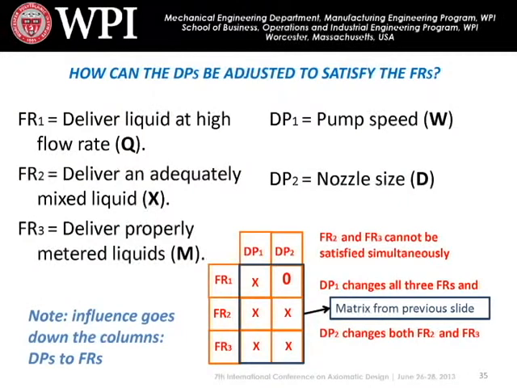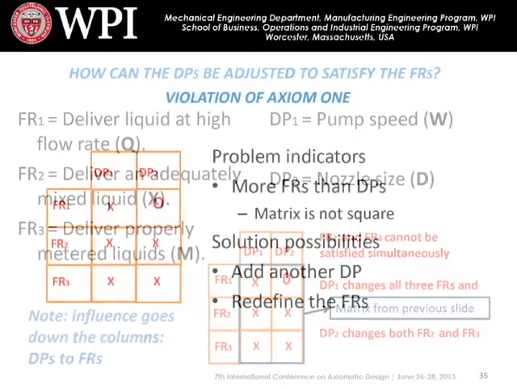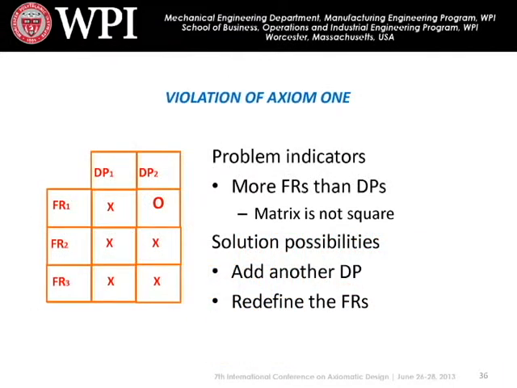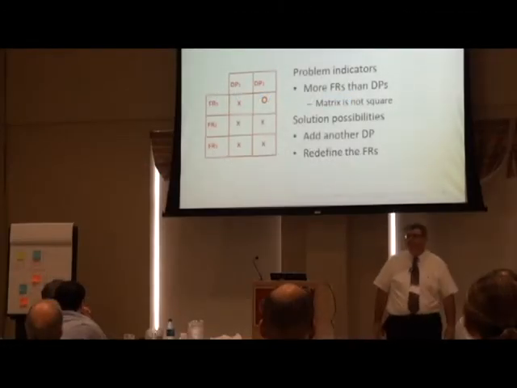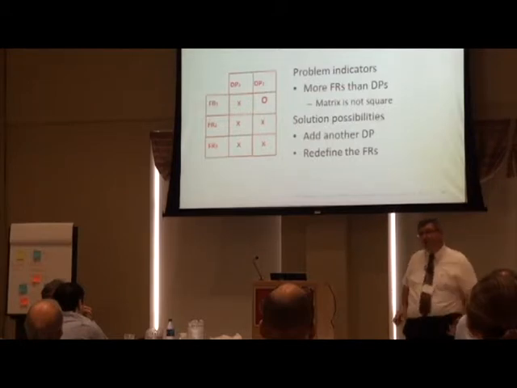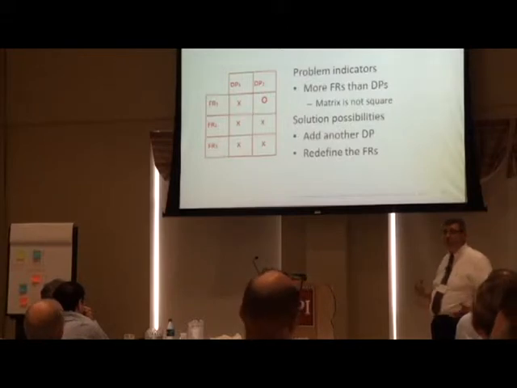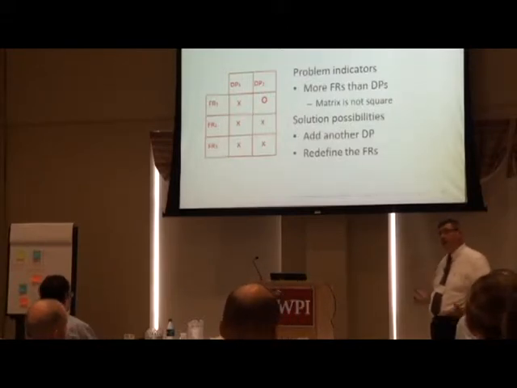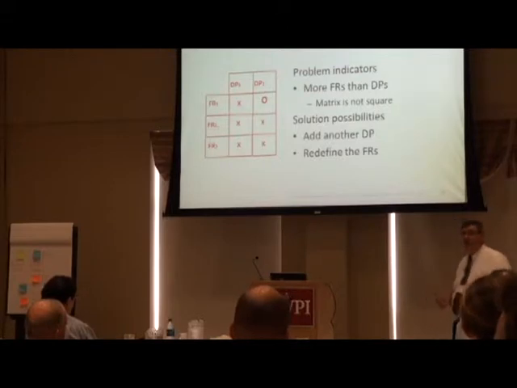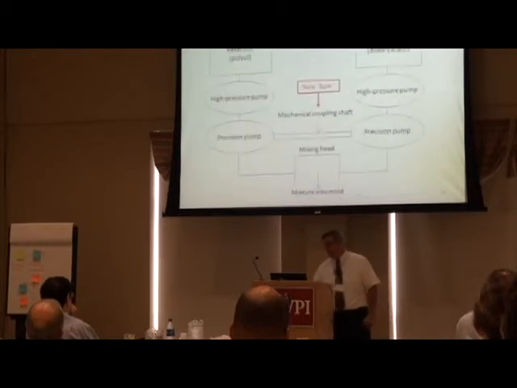Q is flow rate. We have X is mixing, metering, pump speed. Okay. So we got a violation of Axiom 1. We don't have independence of the functional requirements. How do we fix that? You either have to redo the FRs to get better ones, or reduce them, which actually I did in the ABET example, or we got to add another DP so we have more control in the problem that we're trying to solve.